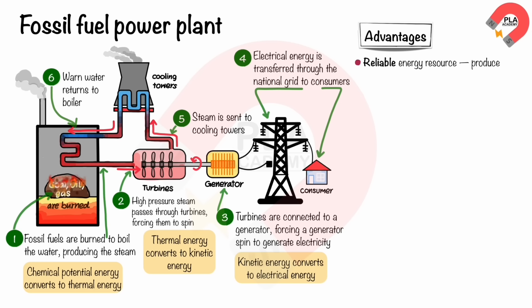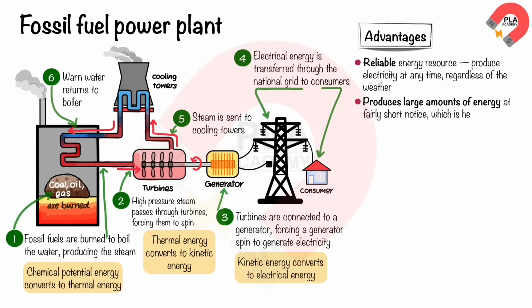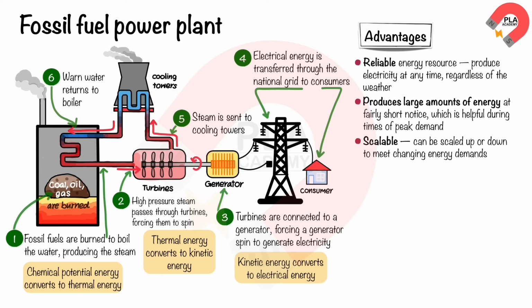A fossil fuel power plant can produce electricity at any time, regardless of the weather. It produces large amounts of energy at fairly short notice. Fossil fuel power plants can produce large amounts of electricity quickly, which is helpful during times of peak demand. Scalable. Fossil fuel power plants can be scaled up or down to meet changing energy demands.